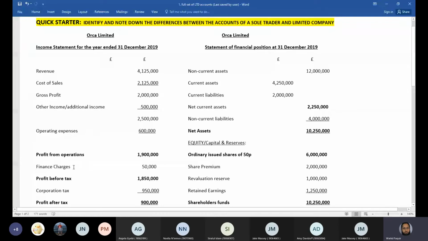Finance charges, right, what are finance charges? Now, if you've done your reading, you know exactly what they are. Unless you did your reading whilst you were watching TikToks. What is a finance charge? Excellent, Josh, thank you. It's interest on long-term liabilities.